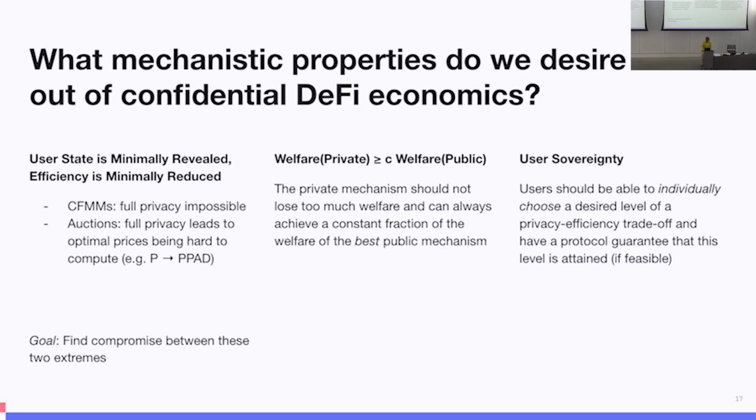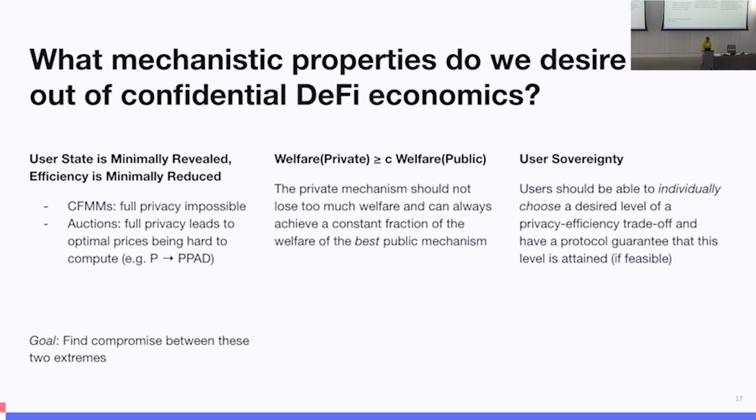On the other hand, you want to reduce efficiency due to increased privacy as minimally as possible. And so you have this natural minimax-like problem. Your goal is to find a compromise between these two extremes. It's possible that there might not exist such a thing, but for CFMMs, we know that it does exist, which is some suggestion that there are a set of DeFi protocols that would give you this property.